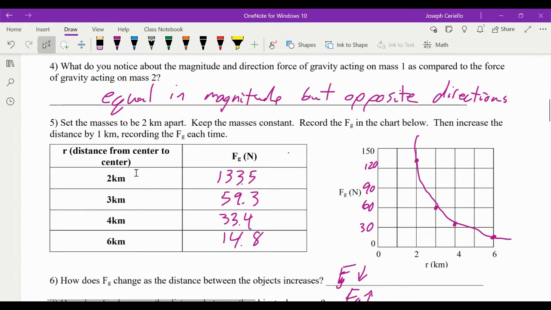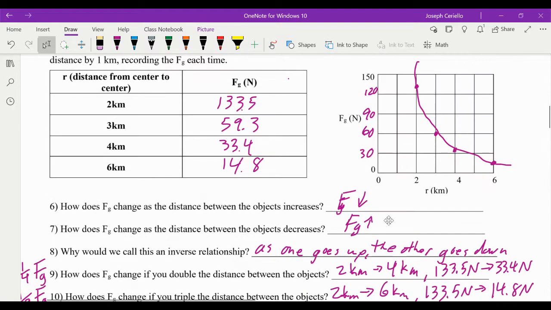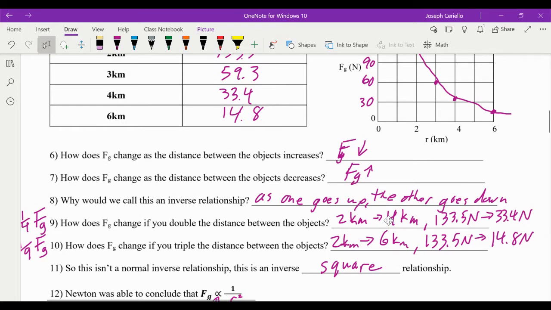Notice how when the distance between their centers, because that's what R is, the distance from center to center, increased, the force of gravity decreased. We graphed this. We got this nice inverse relationship here. This is not a straight line, purposely. This makes sense because as distance gets bigger, the force gets smaller and vice versa. That's what we state in 7 and 8.